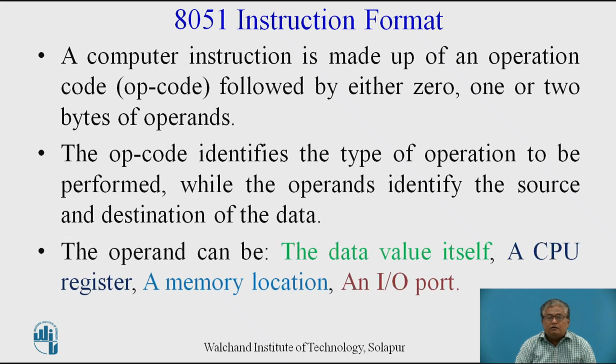The operand can be the data value itself, meaning we can write data in the instruction itself. The operand can be any CPU register. The operand can be a memory location, or the operand can be an IO port.